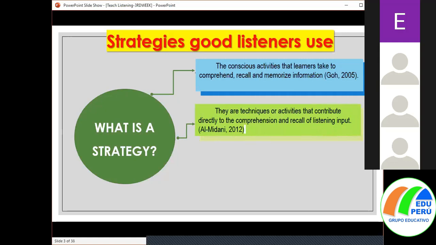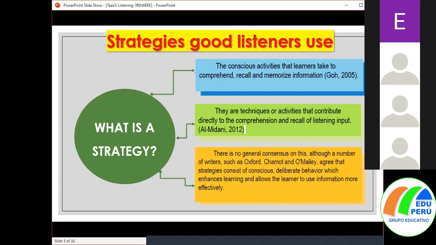Now this is Al-Mirani from 2012. This person says that strategies are techniques or activities that contribute directly to the comprehension and recall of listening input. Remember that we are going to talk about listening strategies, all right? According to this person, they are techniques, activities that we are going to use to comprehend and recall. Recall is to remember, yeah? And recall listening input. Remember, listening input is all that we receive.